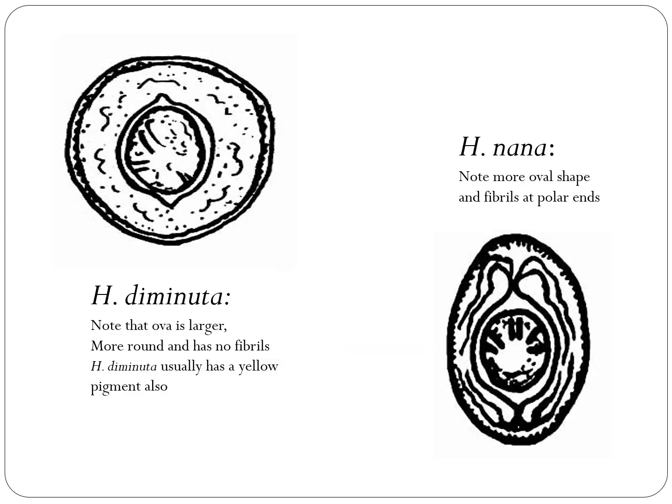So here's a nice comparison of Hymenolepis diminuta and Hymenolepis nana. You'll notice Hymenolepis diminuta is larger. It is more rounded and has no fibrils, and it usually stains a yellow pigment due to bile salts. Hymenolepis nana is more oval-shaped in appearance, and you will notice that there are fibrils present at the polar ends inside of the cell wall.